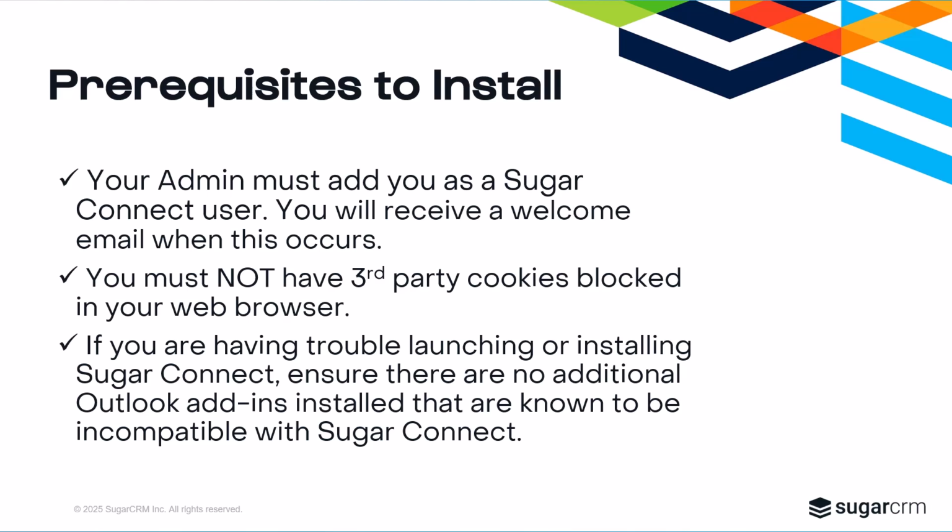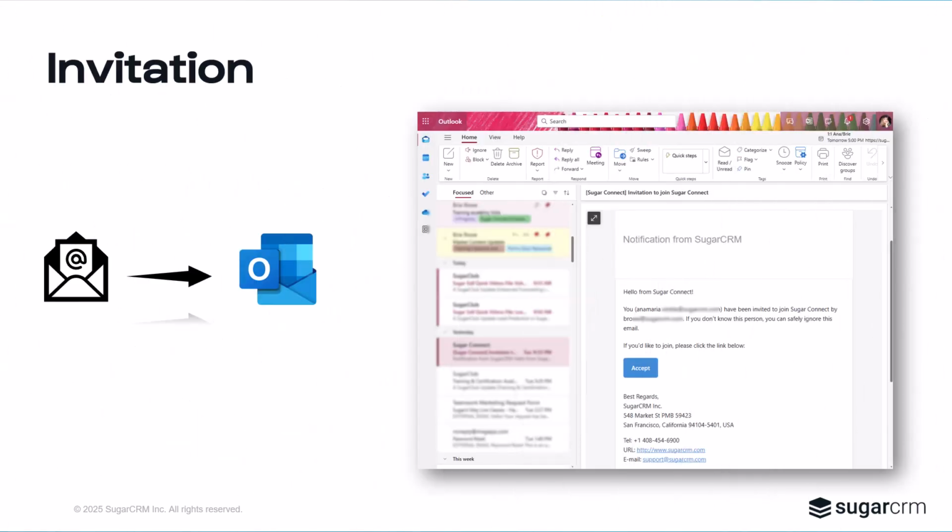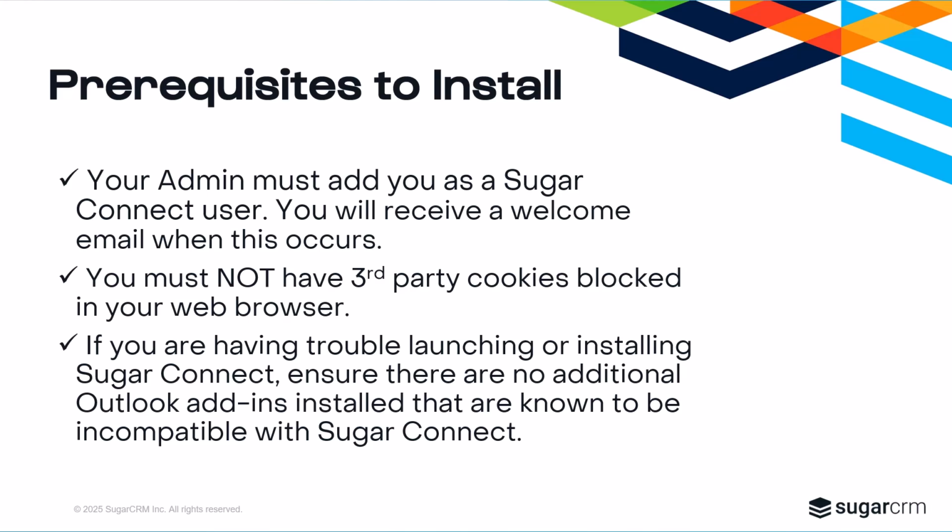Prerequisites. Before installing and logging into Sugar Connect, your administrator must add you as a user. You'll receive an invitation email when this occurs. Additionally, please ensure the following. Third-party cookies are not blocked in your web browser. Third-party browser extensions or Office 365 admin settings are not interfering with the installation process.